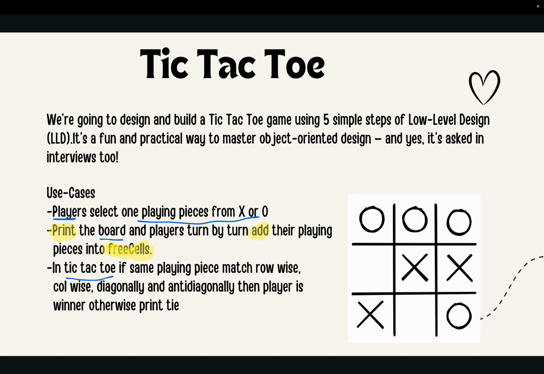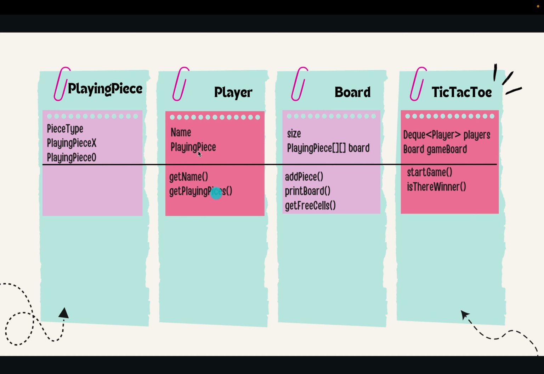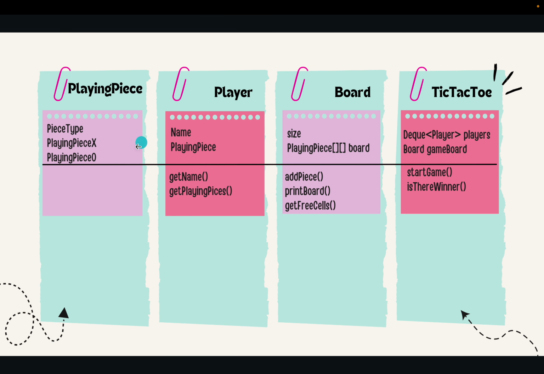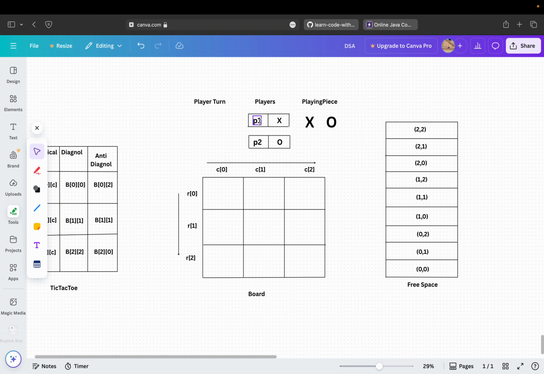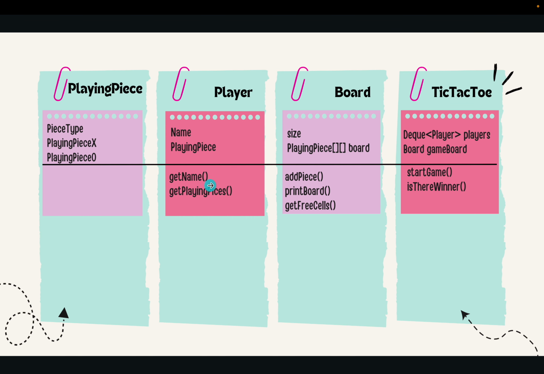So how can we write a class diagram for that? Let's see this. First we have playing pieces. These are classes. The playing pieces can be X and O. After that we have a player. So these are the players. P1 is a player, P2 is a player. They can have the playing pieces. Their responsibility is that they can provide the name and the playing pieces.